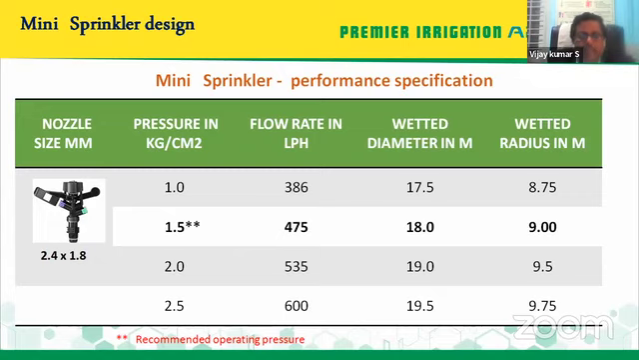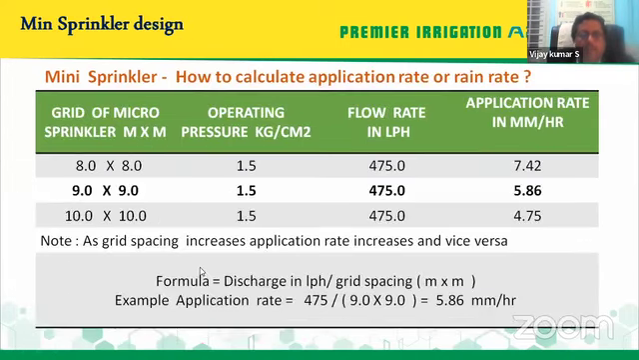So in case you have a better pump, then of course you can always select the appropriate pressure that is available. Once that is done, again we'll have to calculate the application rate or the rain rate. How to calculate the application rate?